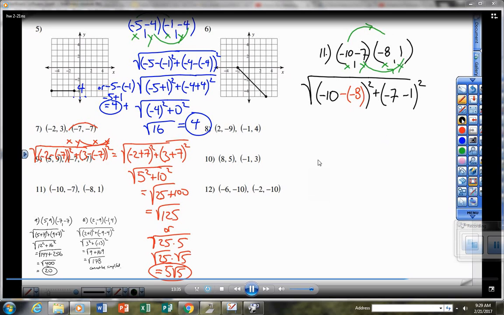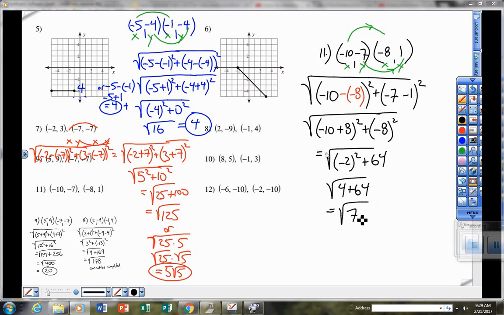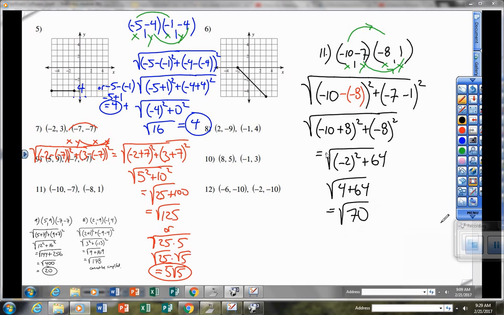Negative 10 minus negative 8 is negative 10 plus 8, plus negative 7 minus 1 is negative 8 squared. Negative 10 plus 8 is negative 2 squared. Negative 8 squared is negative 8 times negative 8, which is 64. That gives me 4 plus 64, which is the square root of 70. And at this point, I think it cannot be simplified.